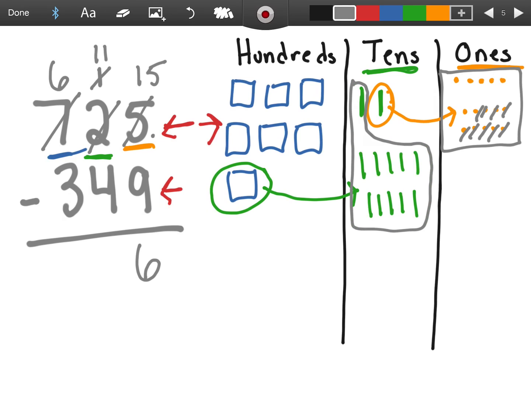And then we want to take away 4, so let's cross those out. 1, 2, 3, 4, leaving us with 7 tens. And then we have 6 hundreds left over, and we want to just take away 3. 1, 2, 3, leaving us with 3. So in this one, we had to regroup in both the ones and the tens.